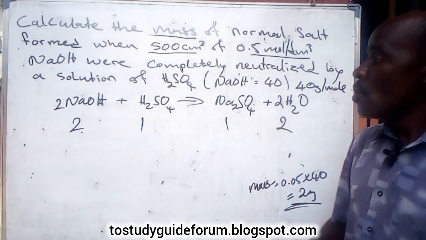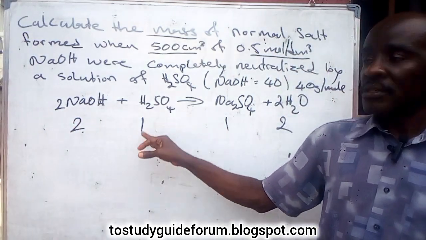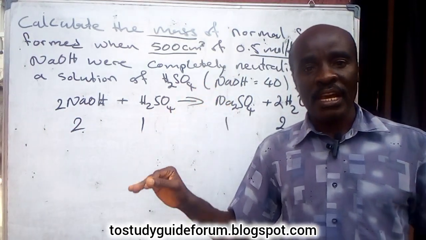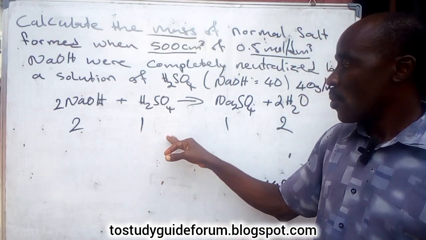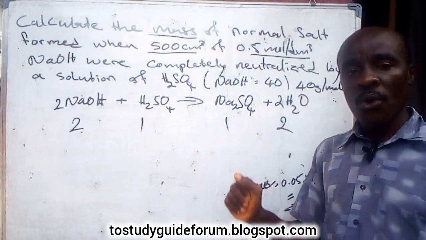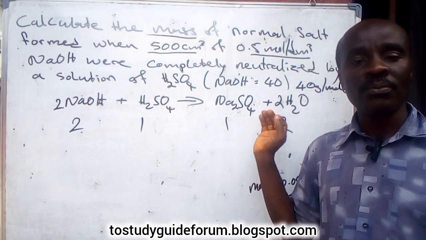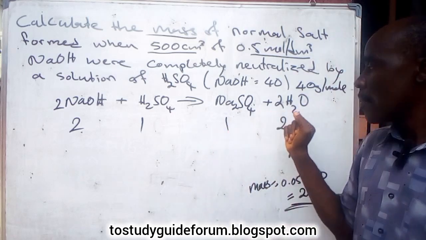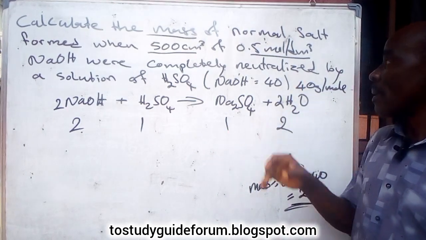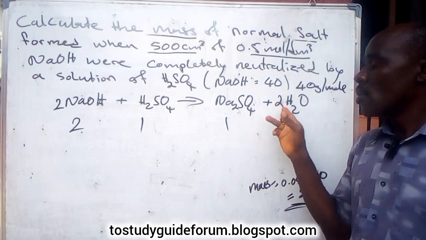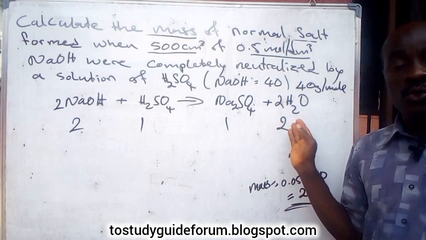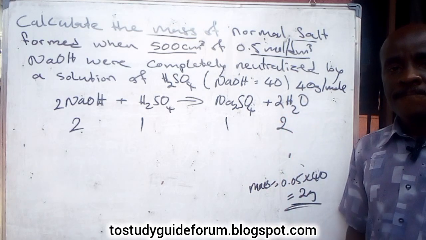Which means 2 moles of sodium hydroxide react with 1 mole of sulfuric acid to give us 1 mole of what? Sodium sulfate salt, which is a normal salt, the one we are looking at here now. And what? 2 moles of what? Water. This is what we have.